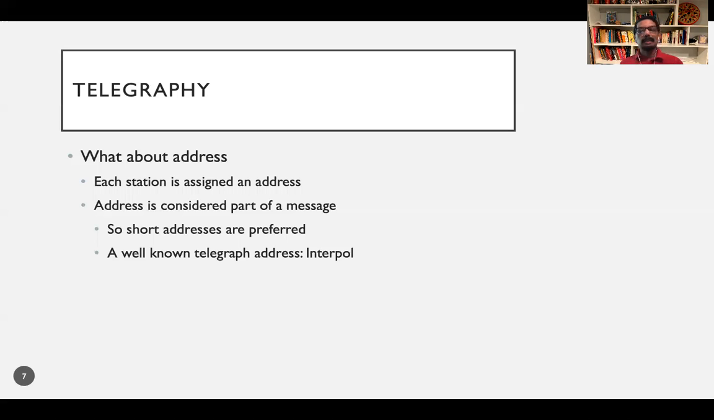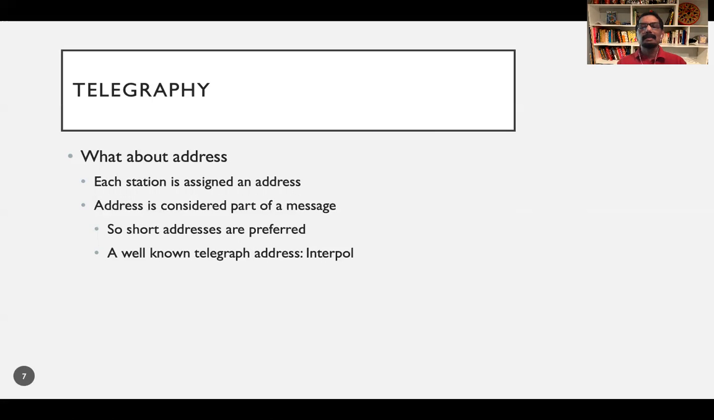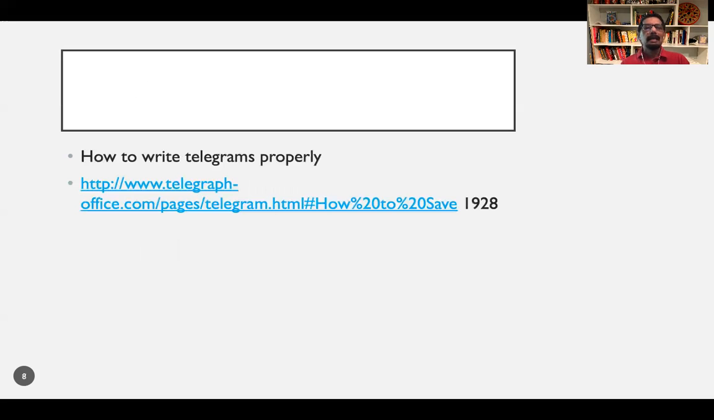If you notice the code here, there is no code given for comma or period. What does it mean? That means you have to type out the word comma, C-O-M-M-A, and period or full stop. So the receiving side can decode it based on that, and the telegraph will always have that entire word there. In fact, an interesting manual came out in 1928 on how to write a telegram properly so they can save on time, space, and the money to transmit communication.